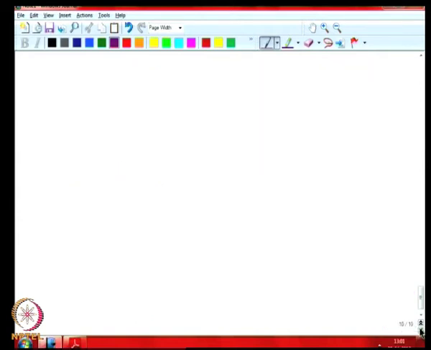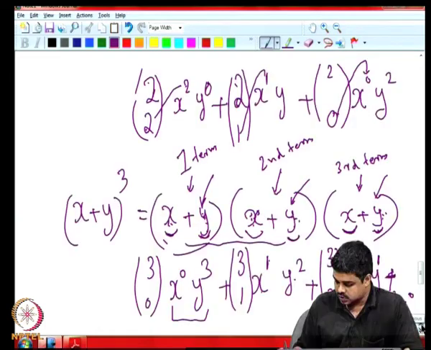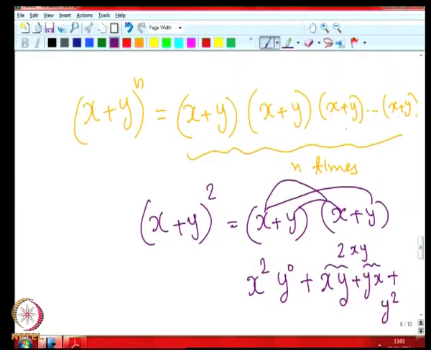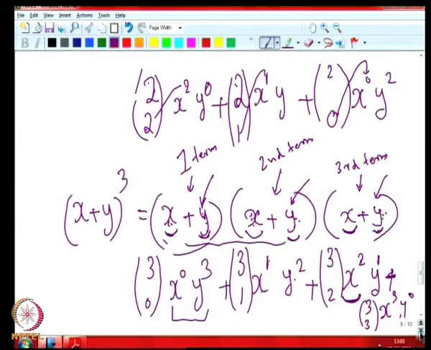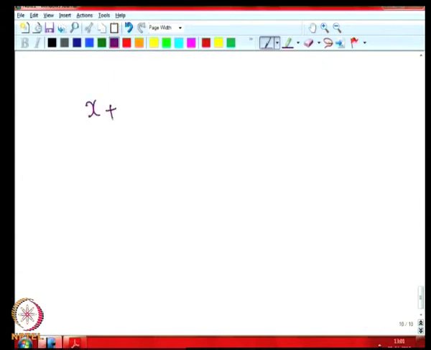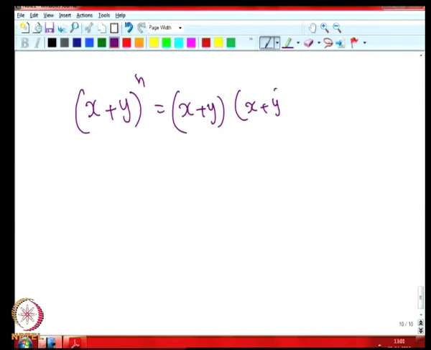Now, I can go to the general case which we wrote earlier, namely this one, x plus y raised to n equal to this thing, right. Now, how will I find out the answer? So, this is a general term, x plus y raised to n equal to x plus y into x plus y into, so n times it will come, x plus y, this is total n times.